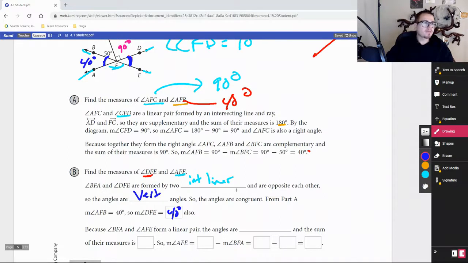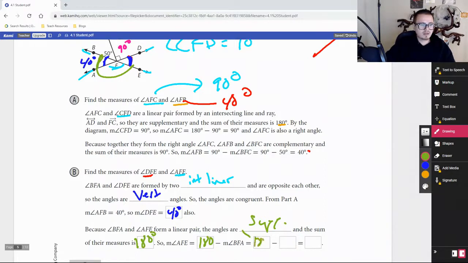Now, BFA and AFE, so let me get a new color. This angle and this angle form a linear pair, which means the angles are supplementary and they add up to 180 degrees. Degrees matter. Let's be a little more precise. A lot of times on the last quiz you guys forgot your parentheses and stuff. Don't be sloppy. So AFE is going to be some part of 180 degrees, but we have to take away the BFA, which is 40 degrees.